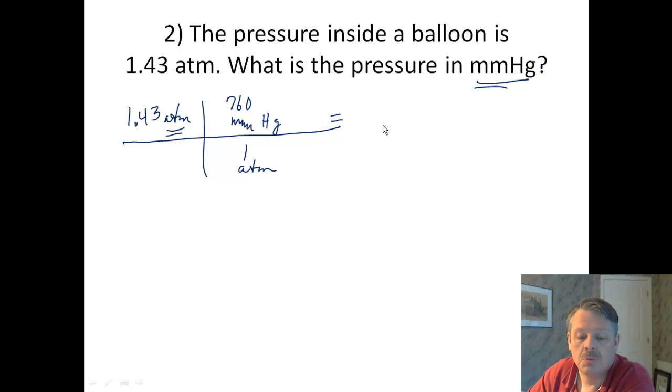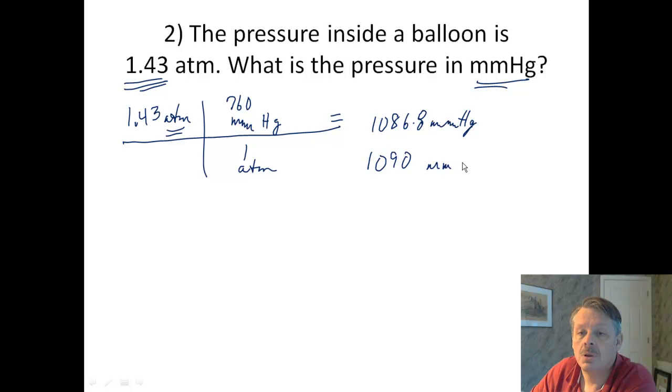I just multiply these two things out, and I get 1086.8 millimeters of mercury. You might say, wait a minute, I've only got 3 sig figs in my problem, so I can only have 3 sig figs in my answer. So that's 1090 millimeters of mercury.